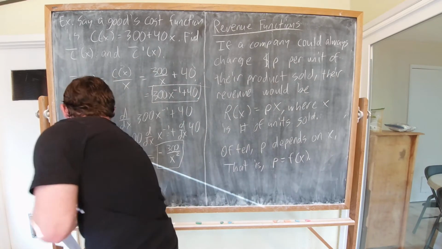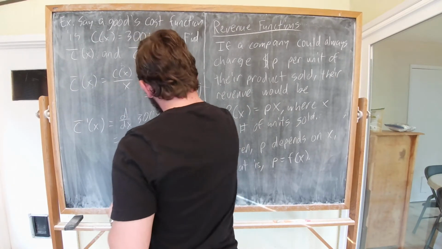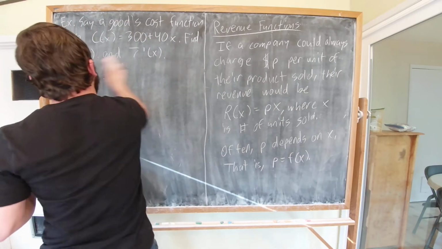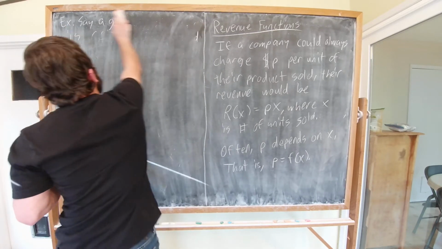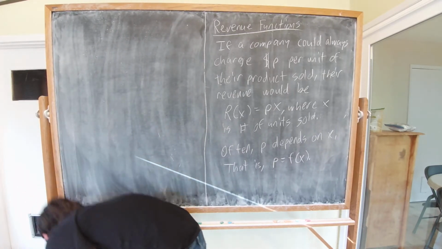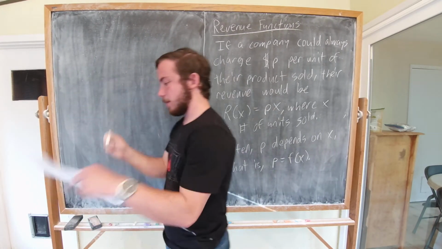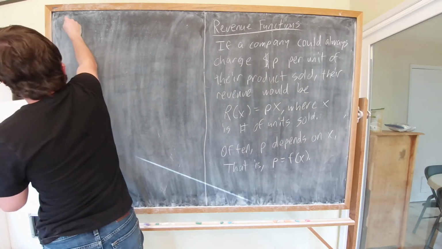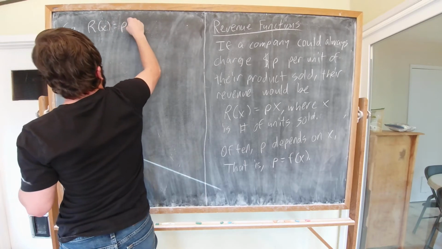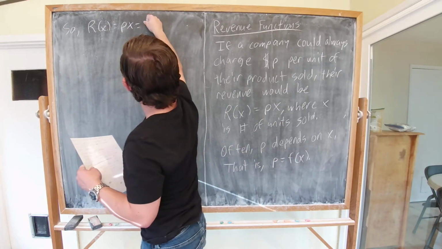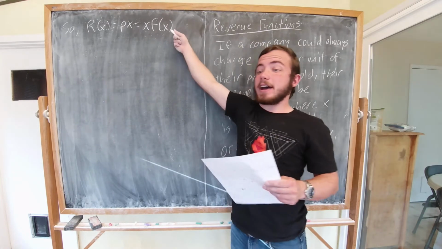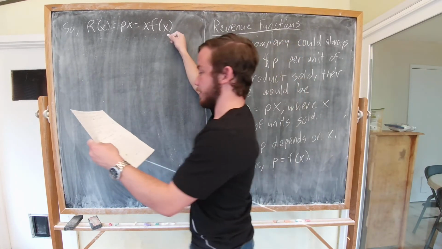Alright, so what does that tell us about revenue functions? R of x is going to be equal to still p times x, but p is now a function. So, rewriting it ever so slightly, it's x times some function of x.